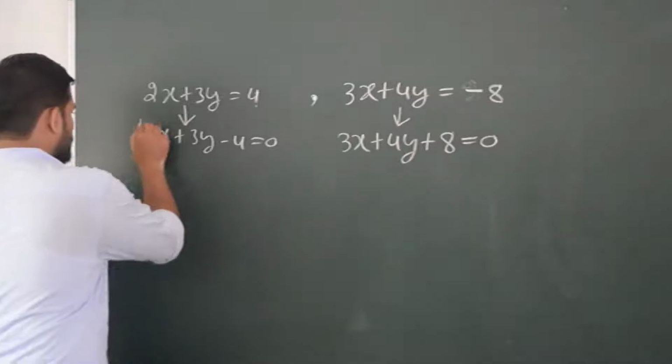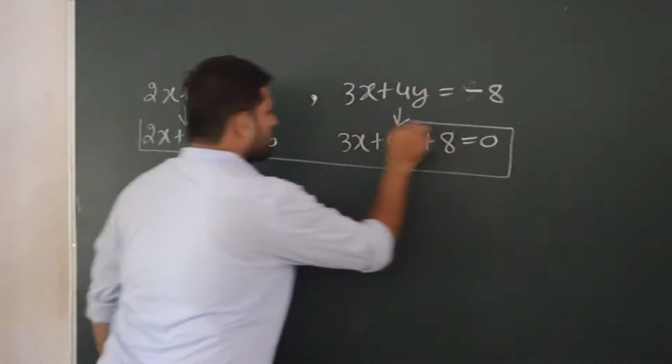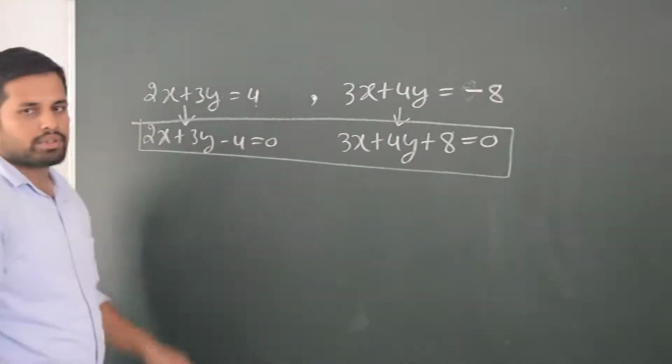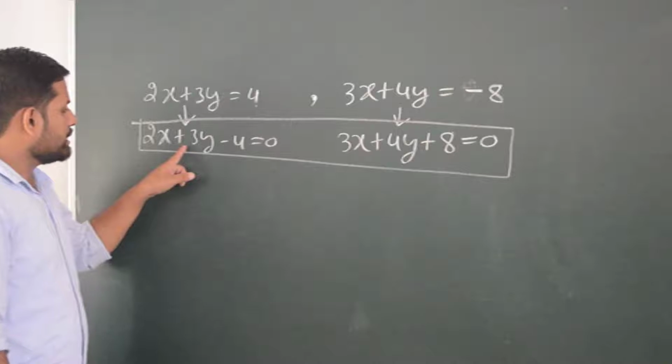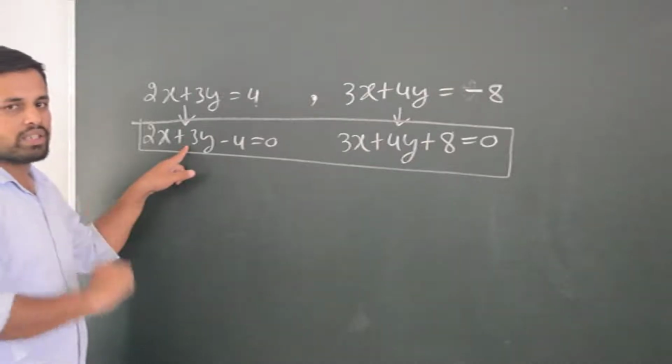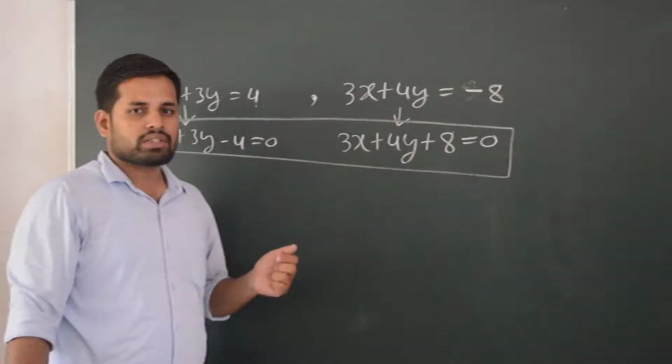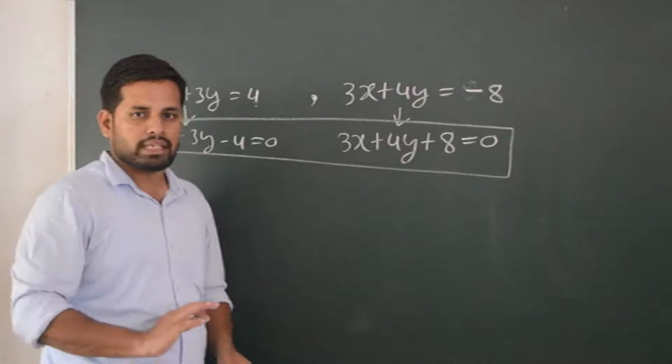Now look at these equations. What are these equations, dear children? These are called a pair of linear equations in two variables. What are these? This is one linear equation in two variables. This is one more linear equation in two variables. Together it is called a pair of linear equations in two variables.